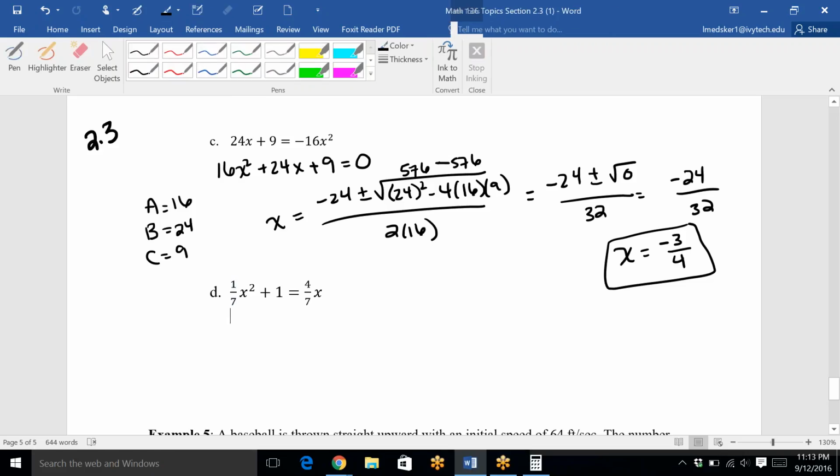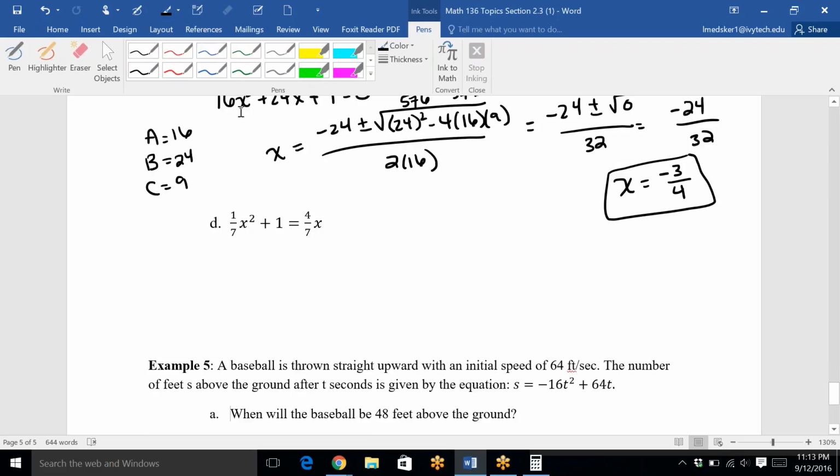Okay, let's look at D part. It has fractions in it and it's not in standard form, so first thing I'm going to do is get it in standard form. So 1/7 x squared minus 4/7 x plus 1 equals 0. I'm going to clear the fractions by multiplying everything on both sides by 7.